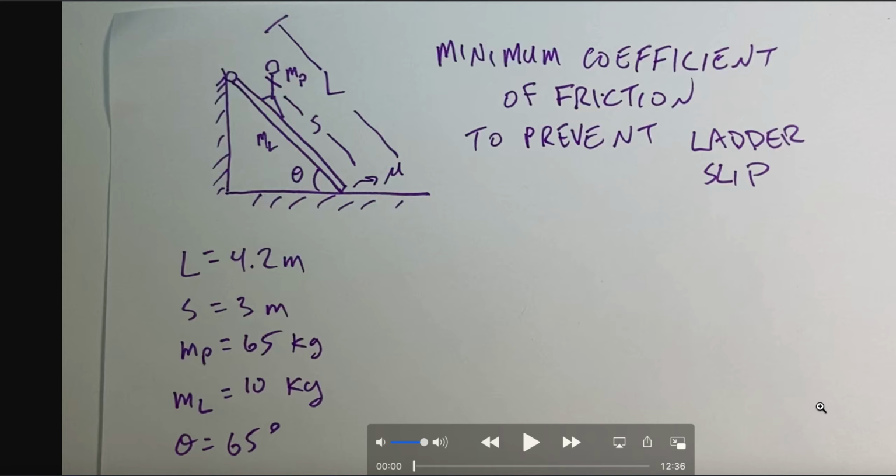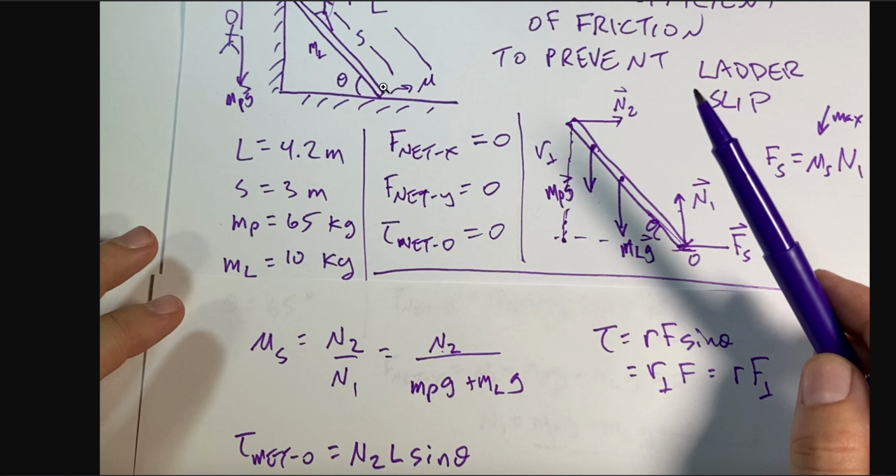Okay, so this is a follow-up to the previous video in which I solved for the coefficient of friction to keep this ladder from falling down. So that's what I did. And here's the beginning part. So I had this ladder, I had a length, I had the distance the person was going up, all this stuff. And then I did this. And you need to go back and watch the video.